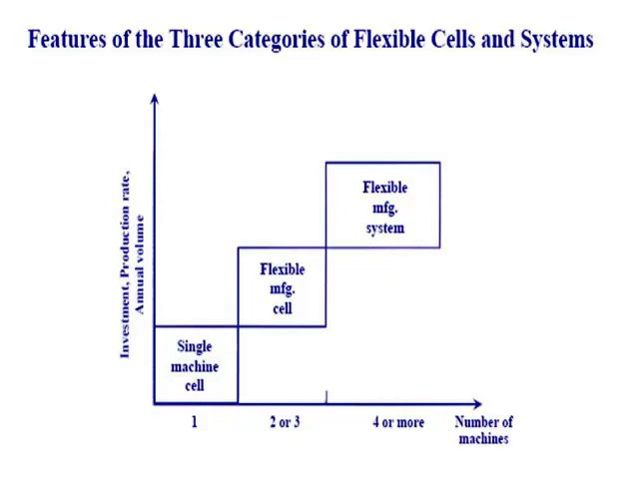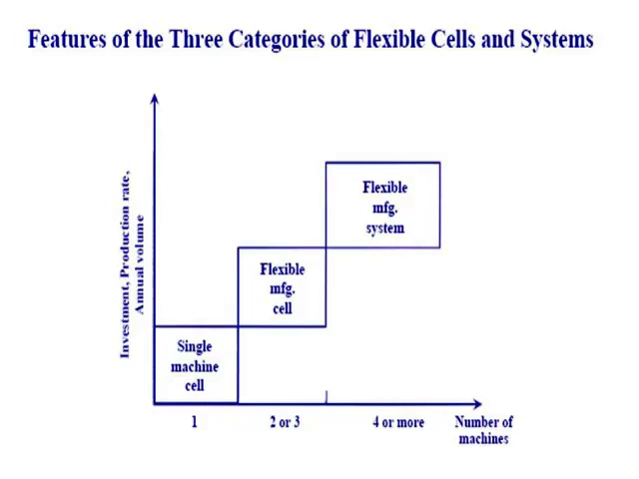We have seen that in the system many machines are used. In the cell, a few machines are used. In a single cell, only one machine is used. When you have one machine, the investment is less. When you have more machines, investment is high, flexibility is also high, and production rate is high.